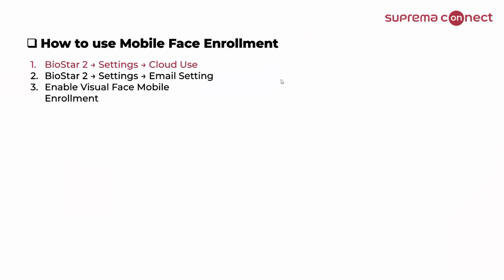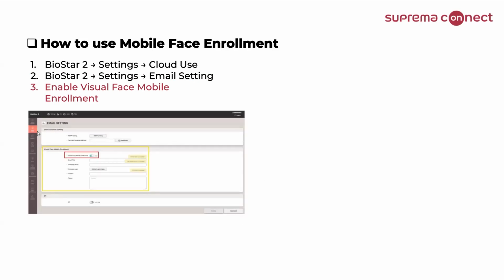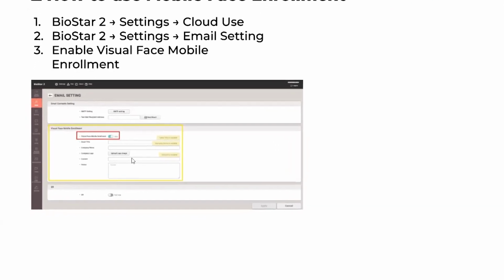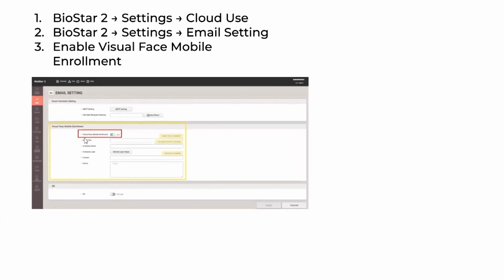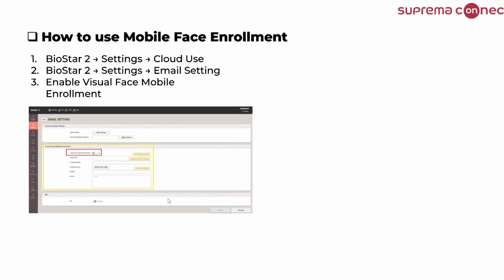How to use mobile face enrollment? Let's get started. You're going to go to BioStar 2 settings and allow cloud usage. In BioStar 2 settings, you're also going to go to email settings and have email set up. And you're going to enable visual face mobile enrollment. This is where you're going to go: email setting, visual face mobile enrollment. You're going to click on use. You're going to have these emails set up.